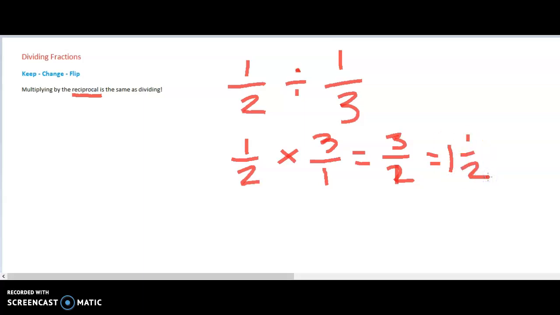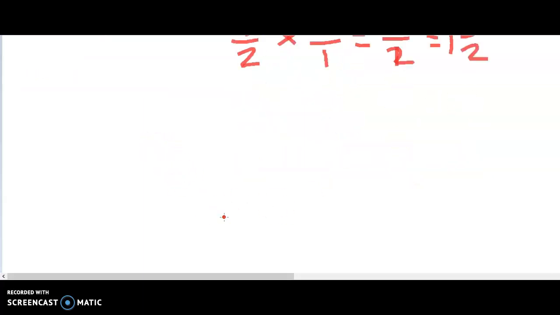So just make sure that we're reading all the way through, especially if we're typing our answer in. Look at the directions and see if they want it as an improper fraction or as a mixed number. So this would be the improper fraction, this would be the mixed number. I'm just going to go ahead and go through one more example.